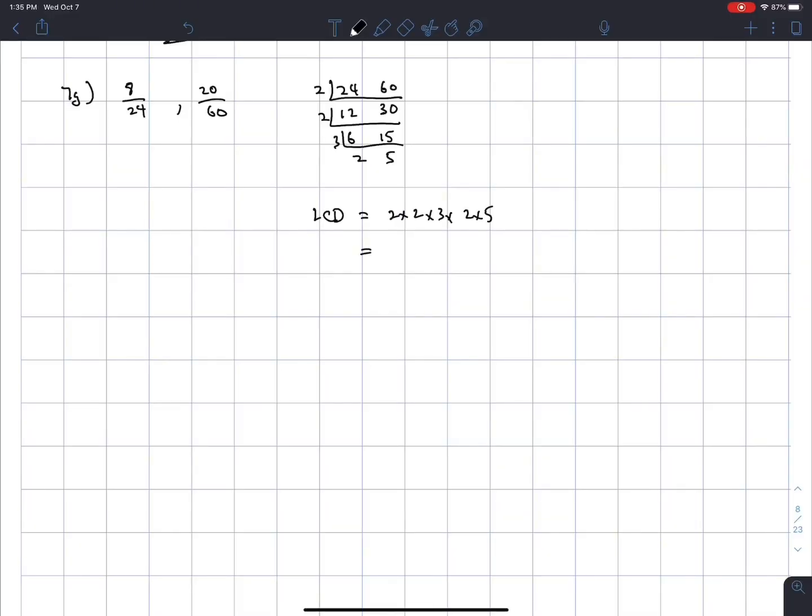2 times 2 is 4. 4 times 3 is 12. 12 times 10 is 120. So 24 times 5 is 120. So 8 times 5 is 40. 24 times 5 is 120. And 60 times 2 is 120. So 20 times 2 is 40. 60 times 2 is 120. And now I can see that they are indeed equivalent. So it will be a yes.